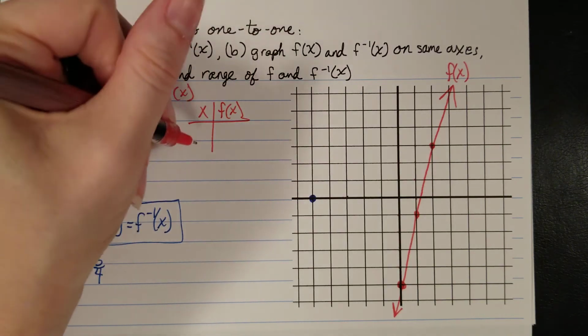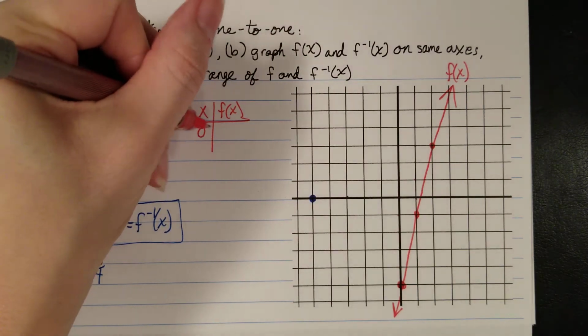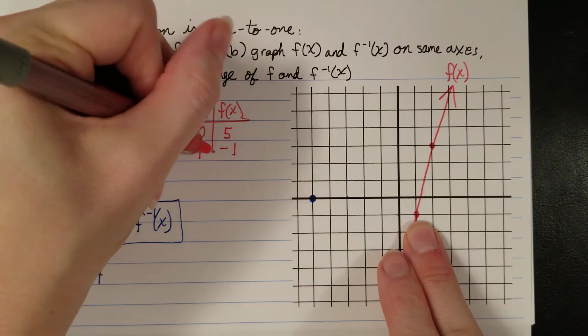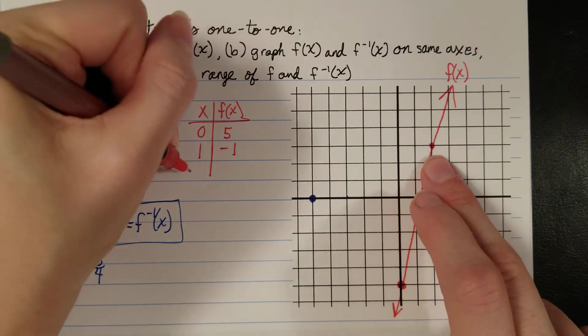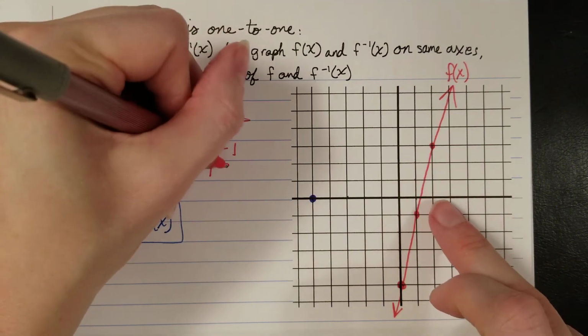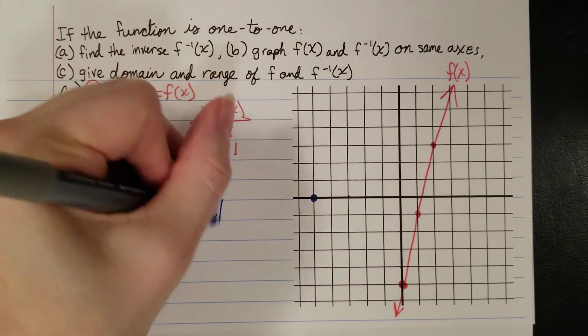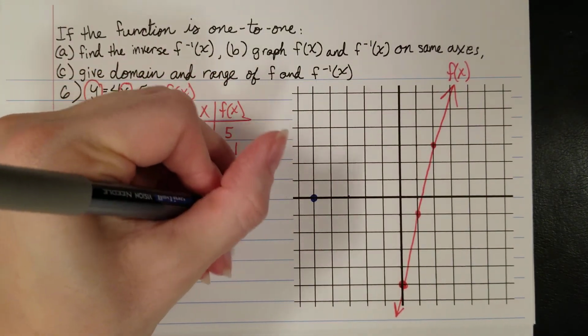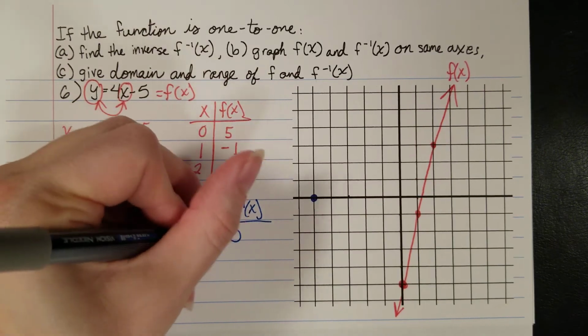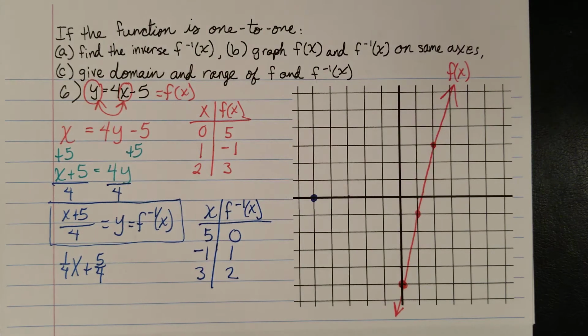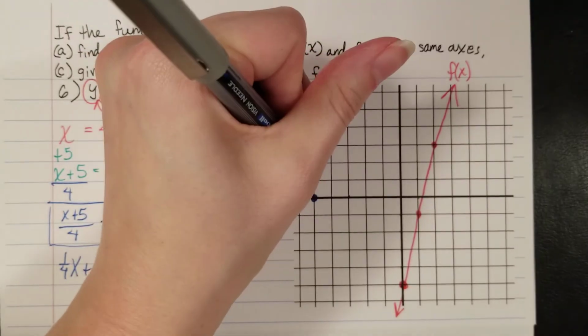Because it's got (0, 5), and then it's got (1, -1), and then it has (2, 3), and then just to do the inverse, just switch those columns. Okay, and there you go. You know the slope is 1/4 also, so now that you have that one point, you can just go up 1/4 is another option.